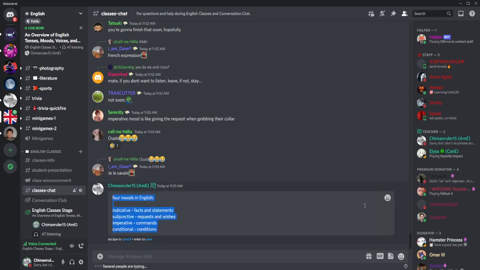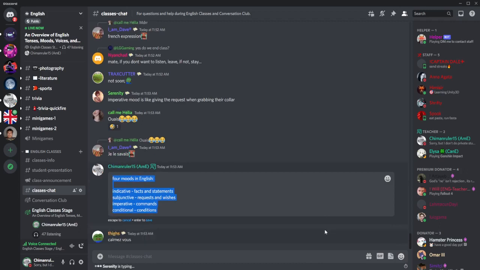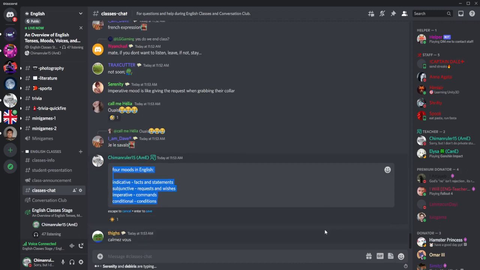And the conditional mood can be expressed with the verb would, or it can even be expressed with the verb might or could as well. The verbs might and could also express the conditional mood.